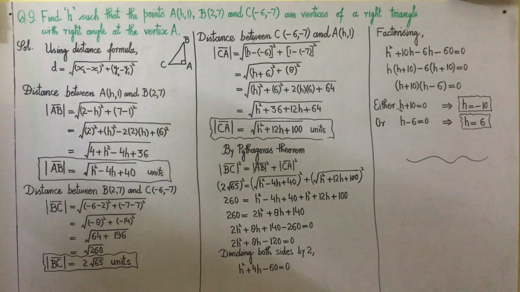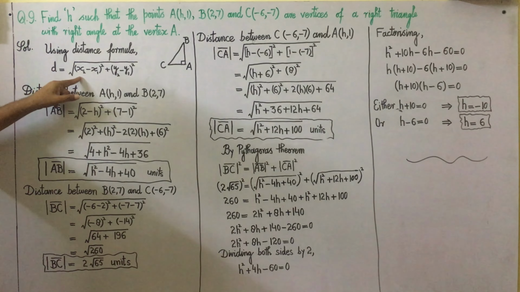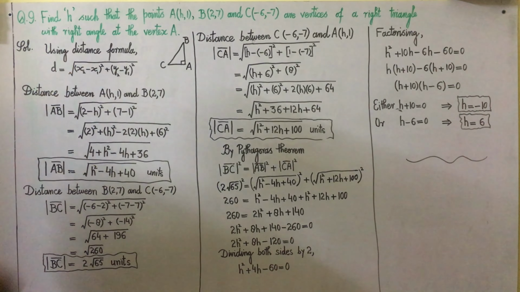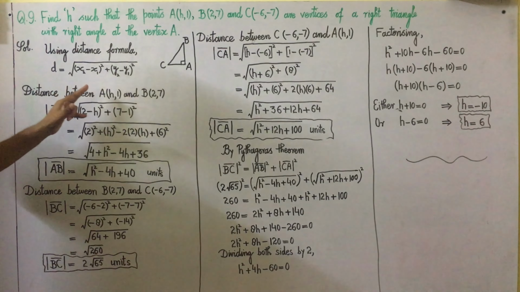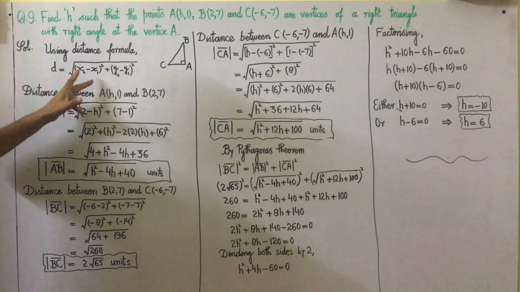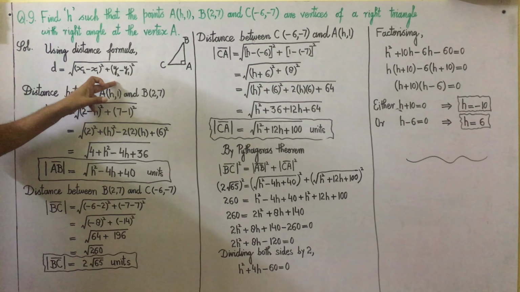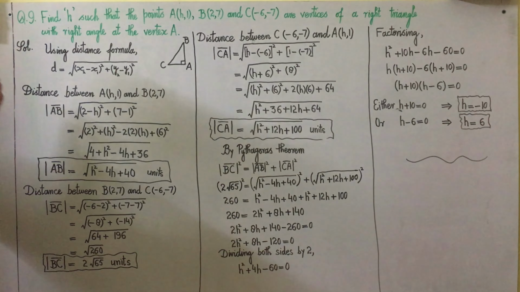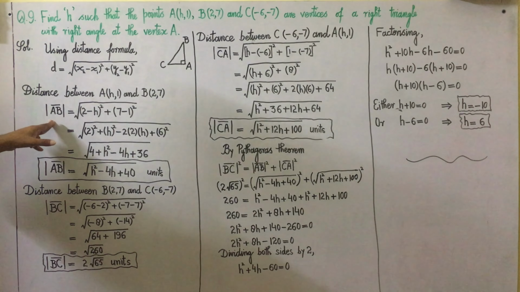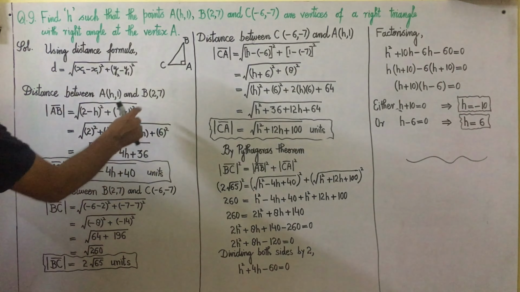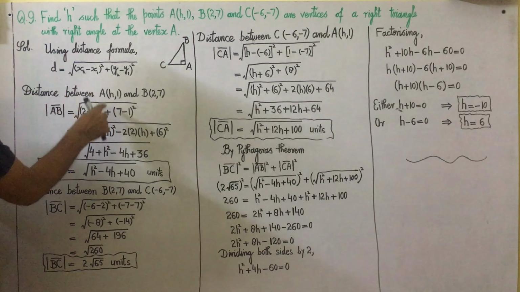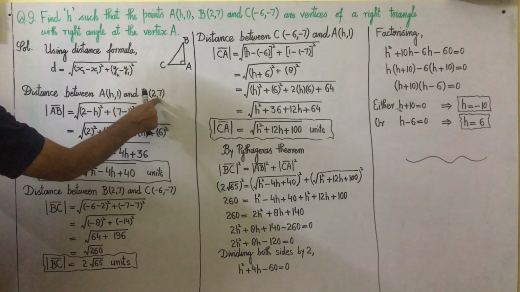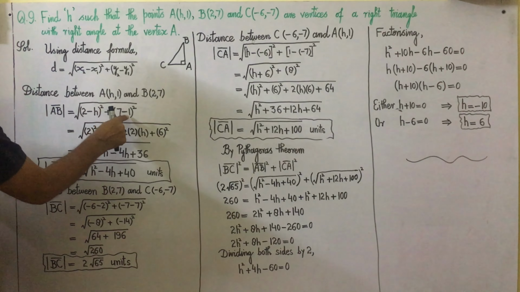Using the distance formula, square root of (x2 minus x1) whole square plus (y2 minus y1) whole square. Distance between points A and B: A having coordinates h and 1, B having coordinates 2 and 7. So distance AB is the square root of (2 minus h) whole square plus (7 minus 1) whole square.